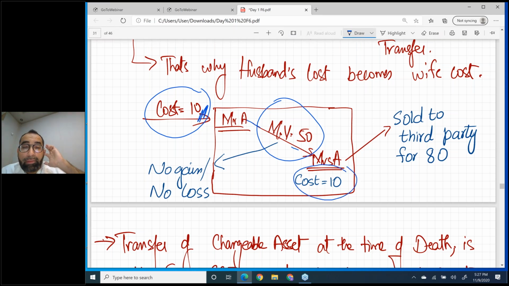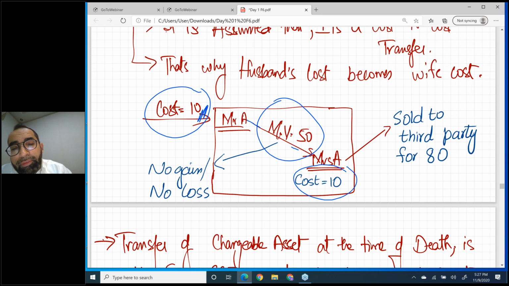Now this asset has come to wife. Finally, after a few months, wife sold it to a third party for 80 pounds. Boys and girls, can you tell me what will be the final gain to wife? The final gain to wife will be 70 pounds, because the cost to wife is 10 pounds and the DP for wife is 80 pounds.